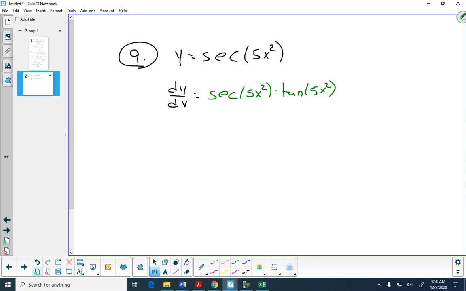And then we go inside and take the derivative of 5x squared, which I'm hoping is something that becomes second nature to us now. It would be 10x using our exponent rule. So our derivative is going to be 10x secant of 5x squared times the tangent of 5x squared. Once again, not a very difficult thing, but we have to just remember what's the derivative of secant.